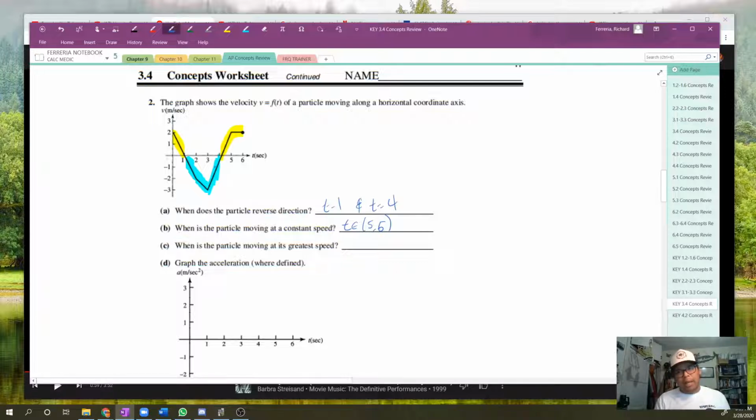So you got a couple of candidates here. Right over here, the speed is 2. Here also, speed is 2. And then the other place where we are as far away as possible from the axis is right here. And here, since the velocity is -3, the speed is 3. So when is it moving at its greatest speed? That's going to be at t equals 3. Okay? Letter D.